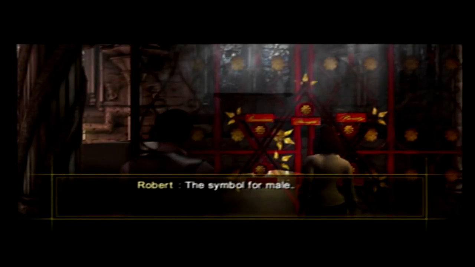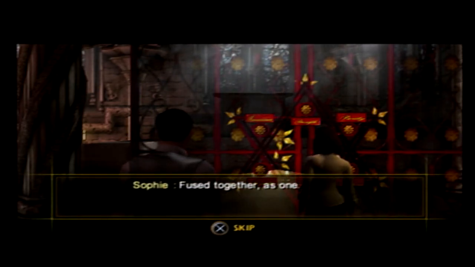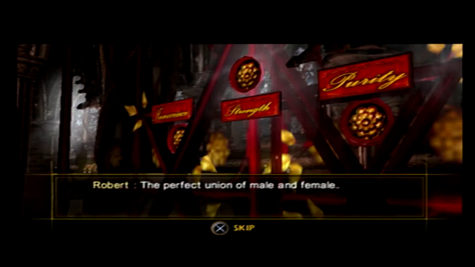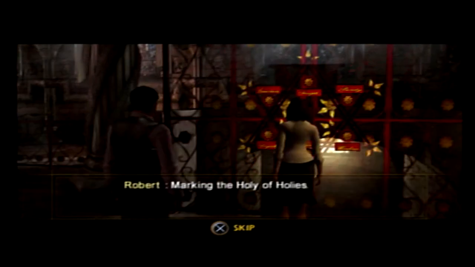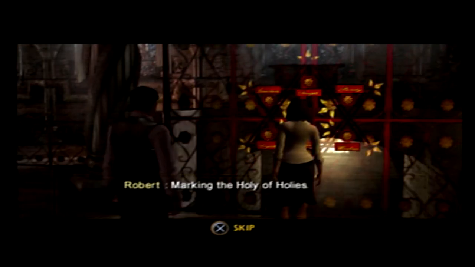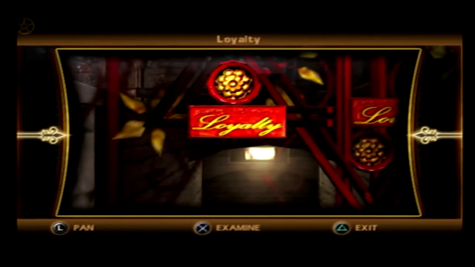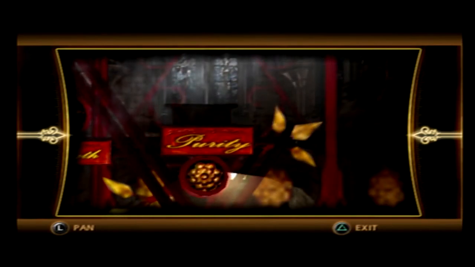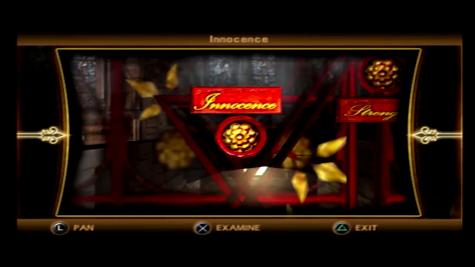The symbol for male and female fused together as one. The perfect union of male and female. Solomon's seal. Okay. Marking the Holy of Holies. So, love, loyalty, wisdom, purity, strength, innocence.